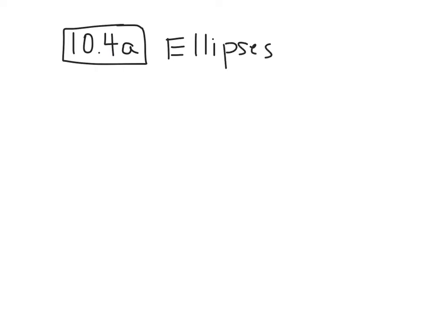Ellipses. So far we've done circles and parabolas, and I think circles have been your favorite. And they'll probably stay that way because ellipses have a lot of pieces and information to them also. Okay, so what makes an ellipse?